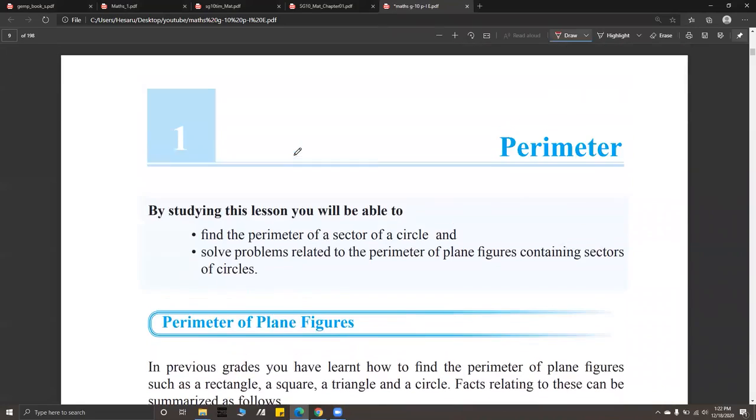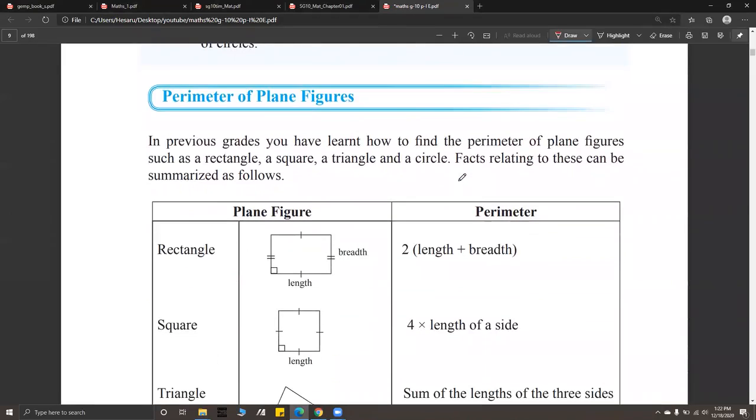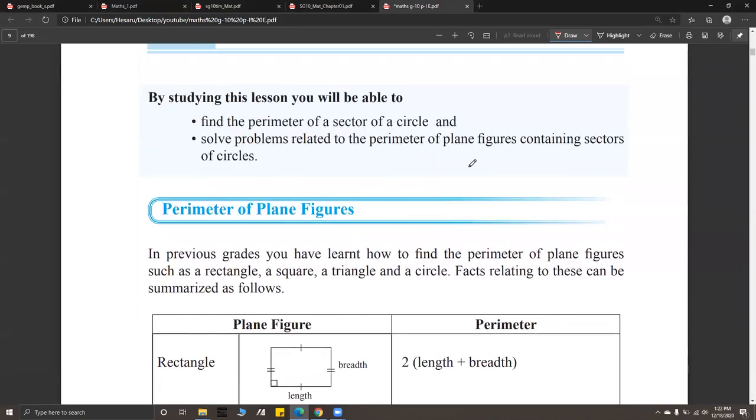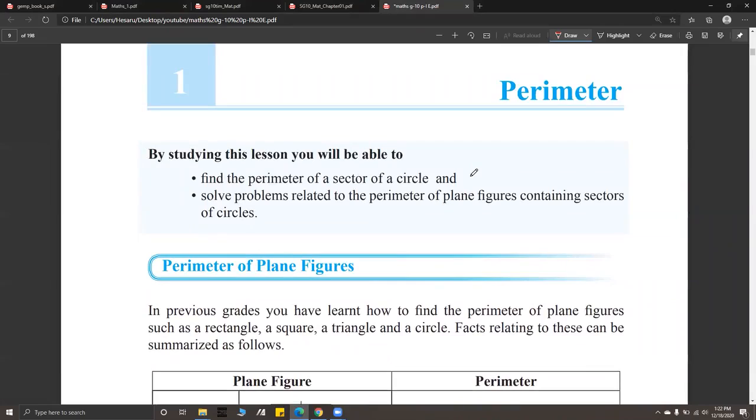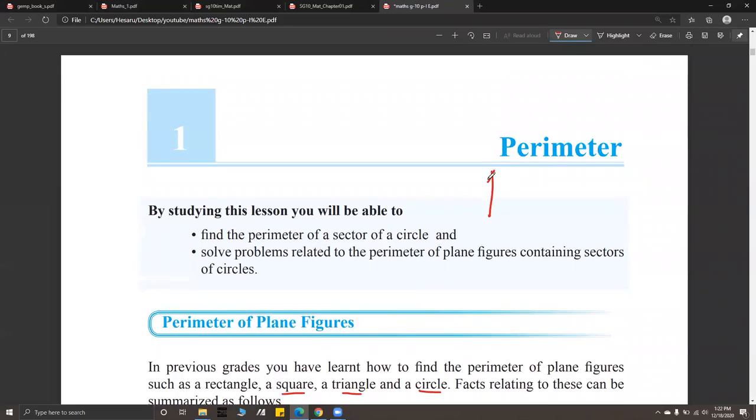Okay, so this is the first lesson of your grade 10 textbook, which is perimeter. So we are considering here the perimeter of plane figures. So what are plane figures? Plane figures means the figures that you can draw on a sheet simply. So when you're considering a square, a triangle, a circle, you can draw it on a paper like this.